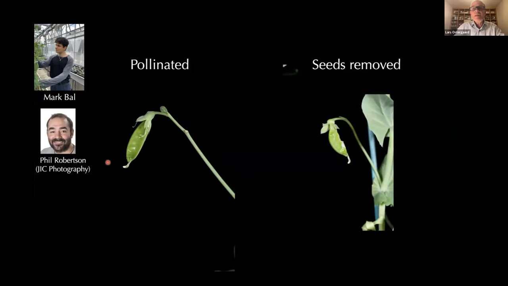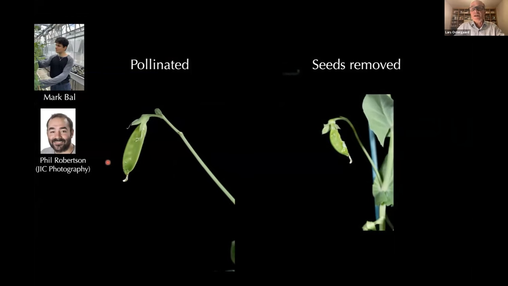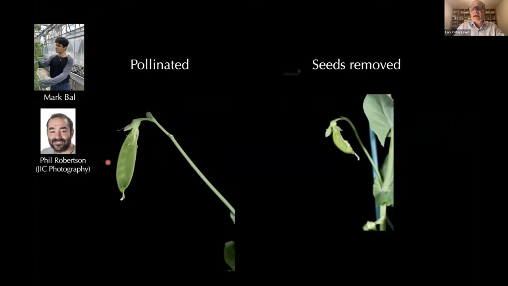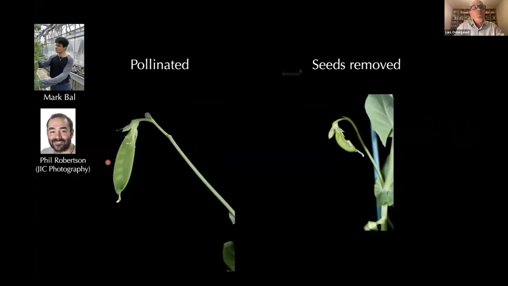But if we remove the seeds inside, this growth will not take place. I have started the movie on the right as well, and you can see absolutely nothing happens to the growth of the pod if the seeds are removed. In fact, at the end of this movie, you will see how this pod on the right will just wither up, fold around on itself, and eventually die out.